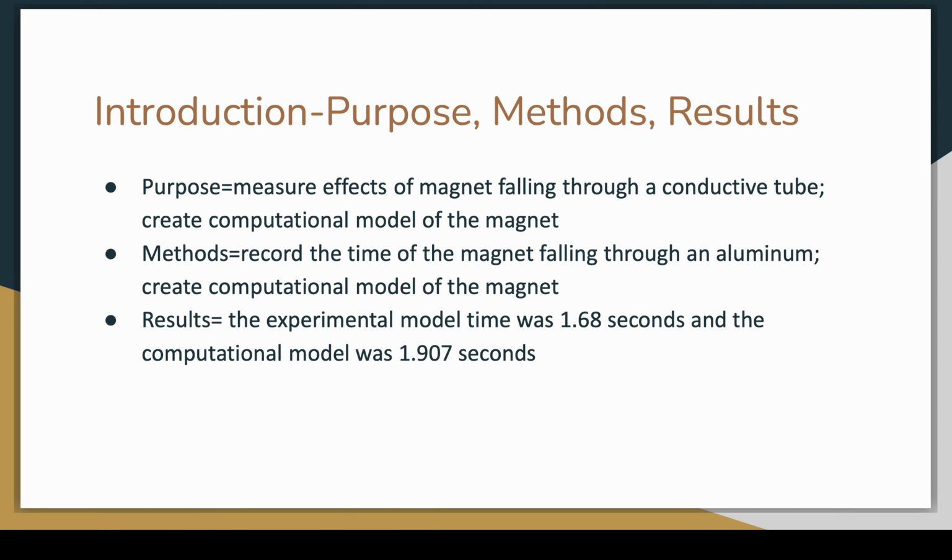Introduction. The purpose of this lab is to measure the effects of a magnet falling through a conductive tube and then create a computational model of that magnet falling through the same tube and compare the results. Methods. We recorded the time of the magnet falling through an aluminum tube and then we created a computational model of that magnet falling through the same tube. Results. The experimental model was 1.68 seconds for the magnet falling through the tube, and the computational model was 1.907 seconds.